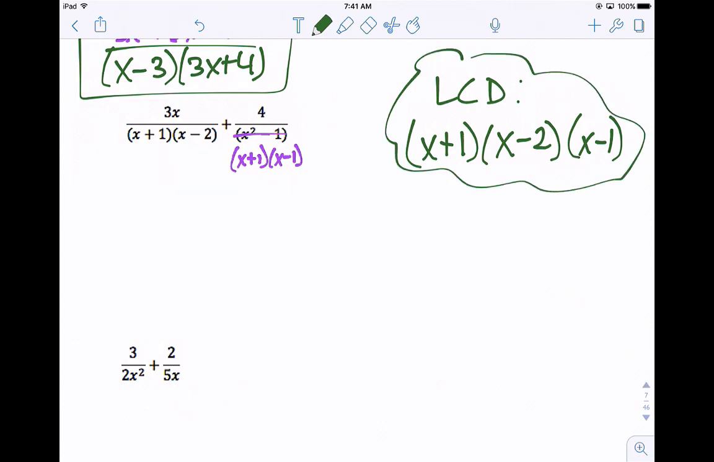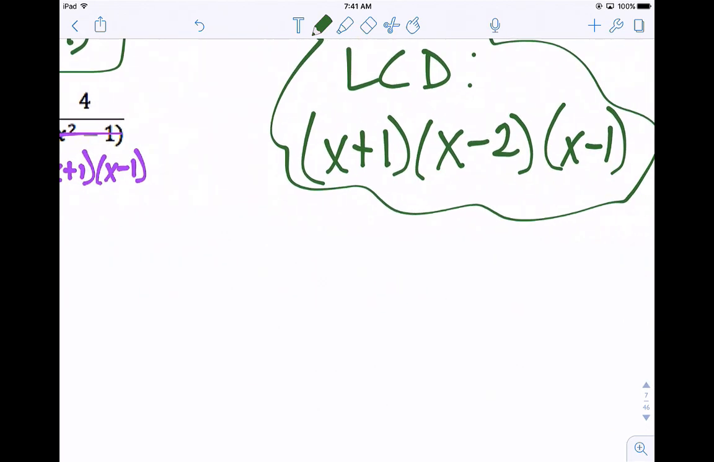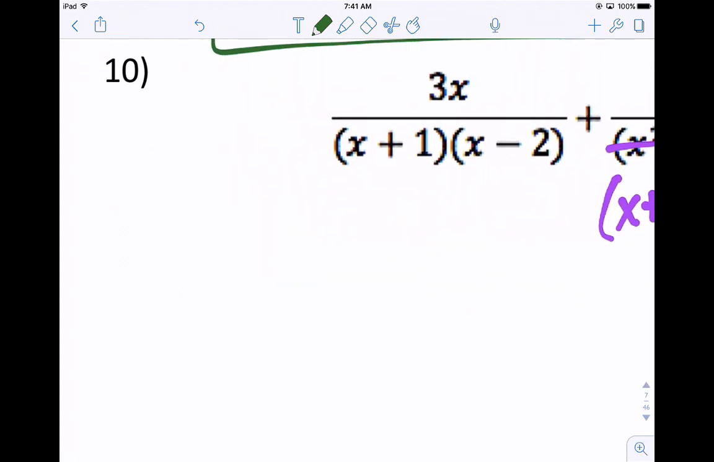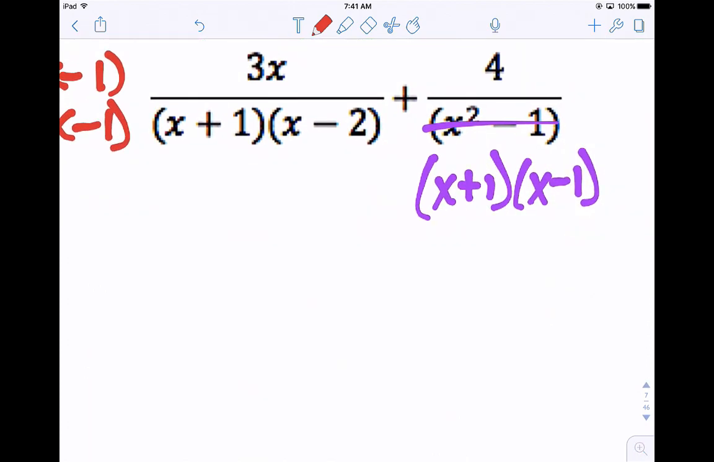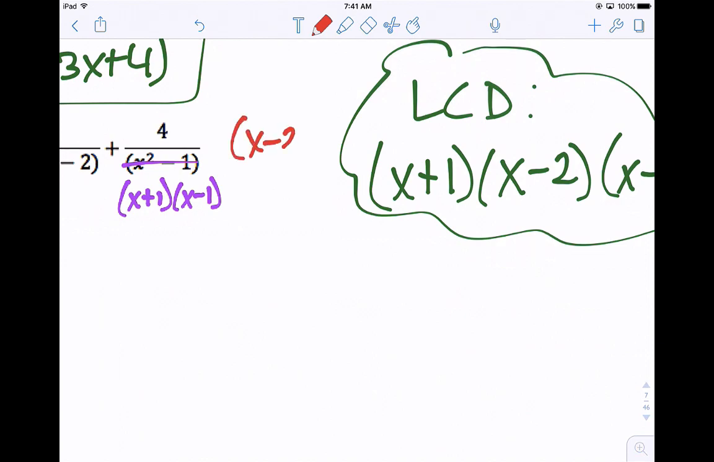So take a look at the first fraction, and you have to think, all right, what is missing from the LCD? We have an x plus 1 and x minus 2, but we need the x minus 1. So that is what we're going to multiply by, the missing factor. So x minus 1 over x minus 1. All right, take a look at the second fraction. We have x plus 1, x minus 1. We're missing the x minus 2. So that's what we're going to multiply by, x minus 2 over x minus 2.